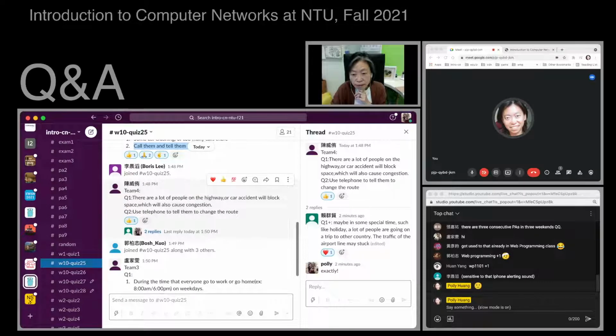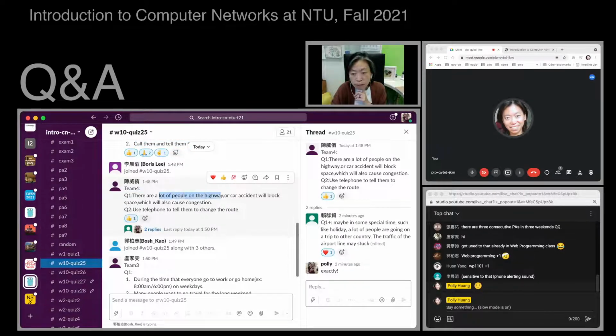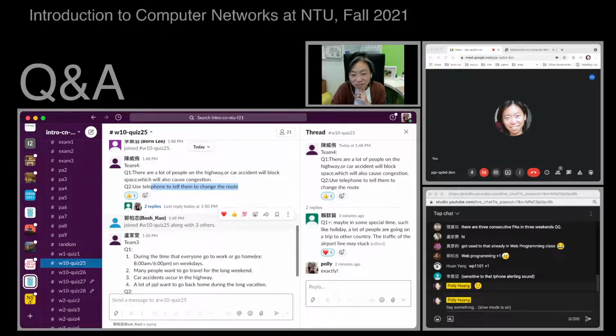And team 4: lots of people on the highway or a car accident. Again, call the other drivers. And I think the other team may add, during the holidays, lots of people might be traveling southbound for vacation, or some traveling northbound for vacation.